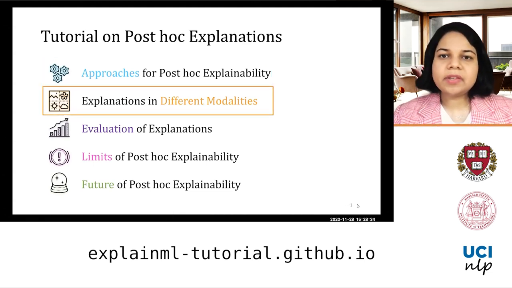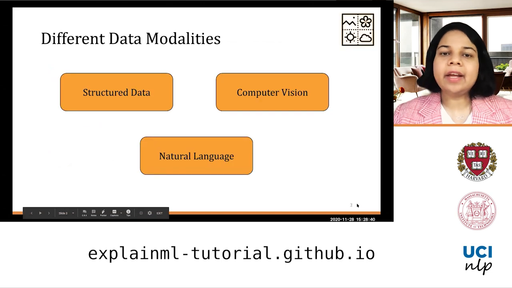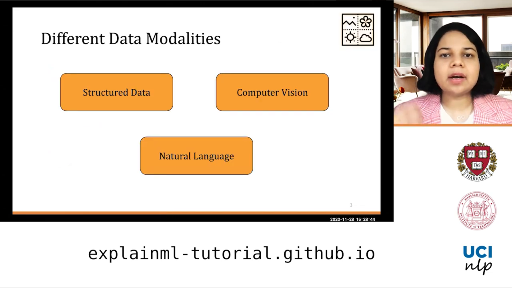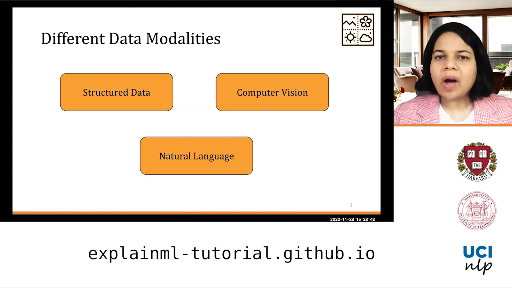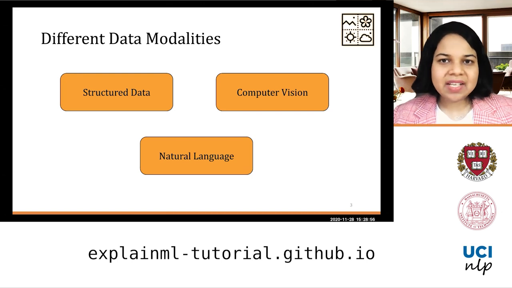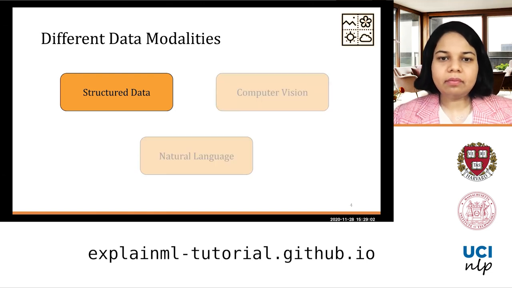Now let's talk a little bit about explainability in the context of different data modalities. Specifically, let's consider three different data modalities, that is structured data, computer vision, and natural language, to understand why we need explainability in each of these cases and what are some unique challenges presented by these data modalities when constructing explanations. Let's start with structured data.